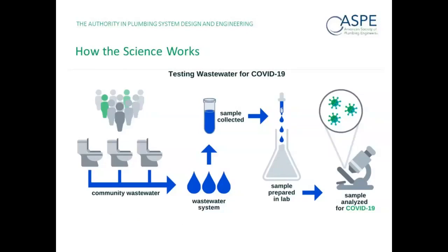So what they've done over in Tempe, Arizona, is they've started sampling community wastewater. So the shedding process occurs, the community wastewater goes to the wastewater system where it's sampled. The sample is sent to the lab, and the sample is analyzed for the presence of COVID-19. Jimmy, go ahead and advance.